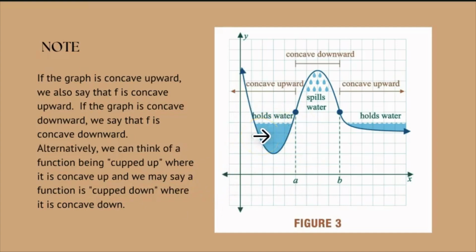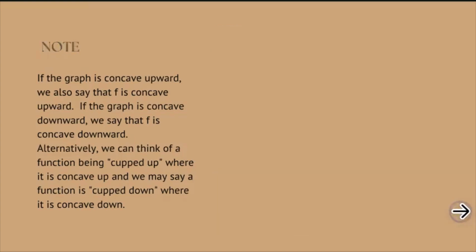And recall, our concave lens was bowl-shaped, that concept of holding water. So if it holds water, it's concave up. And where is it concave down? You got it, between A and B, since that is where our bowl spills water as opposed to holding water. And we also see that it's concave up to the right of B, where it holds water.